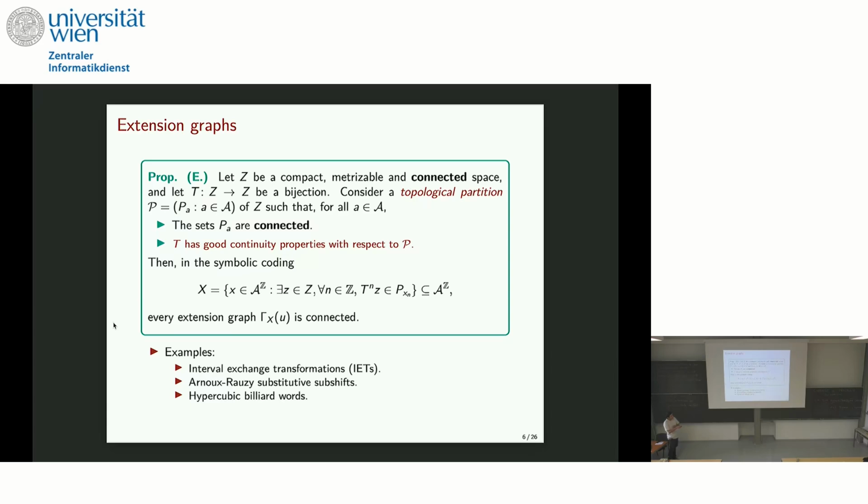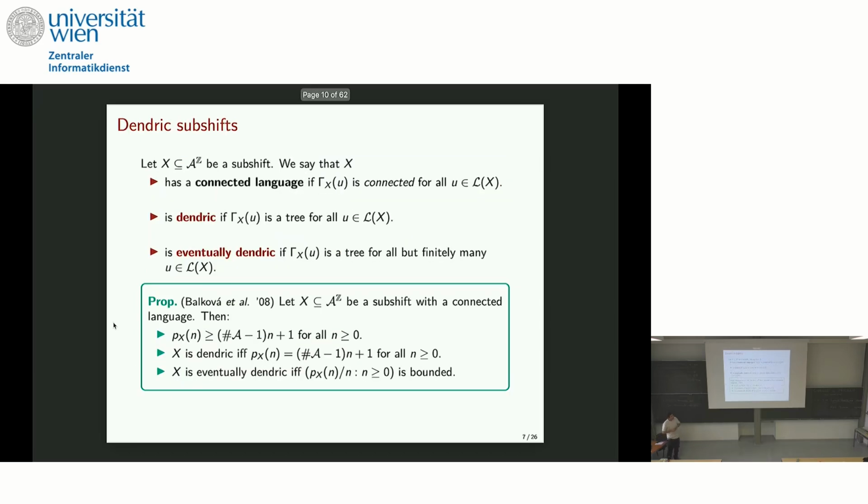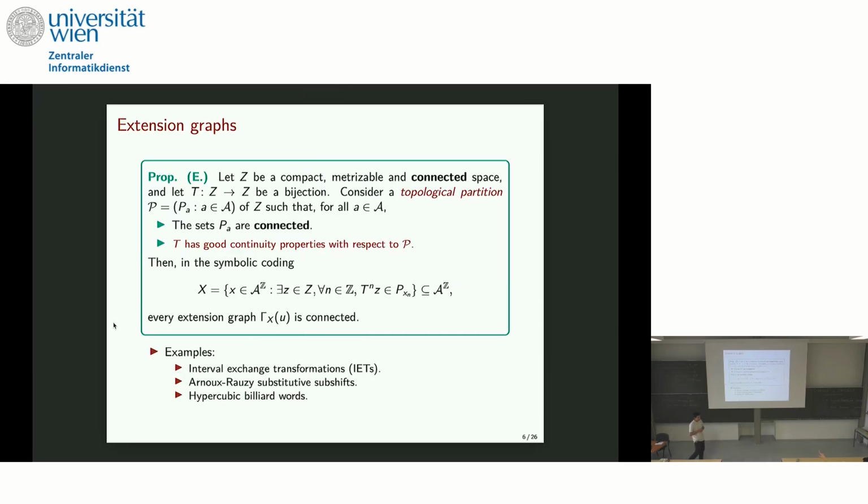And in a different direction, we have hypercubic billiard words. These are also codifications of some kind of flow on a d-dimensional hypercube. And in this case, we don't have trees. We only have connected extension graphs. So these are two different natural situations in which we have these conditions on extension graphs. Yeah, sorry. So here I'm talking about the natural coding of interval exchanges, and here the coding of the exchange of pieces of the Rauzy fractal.